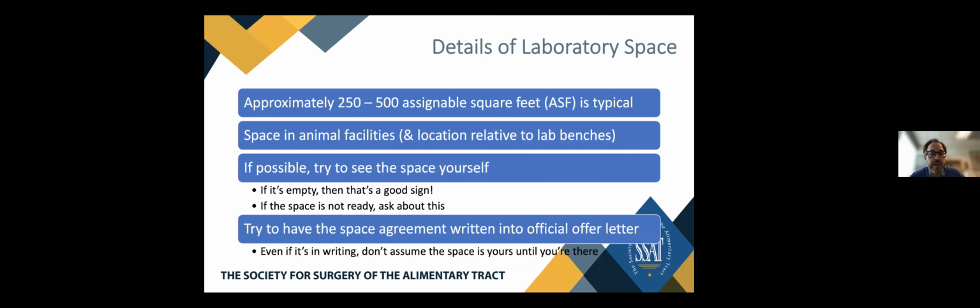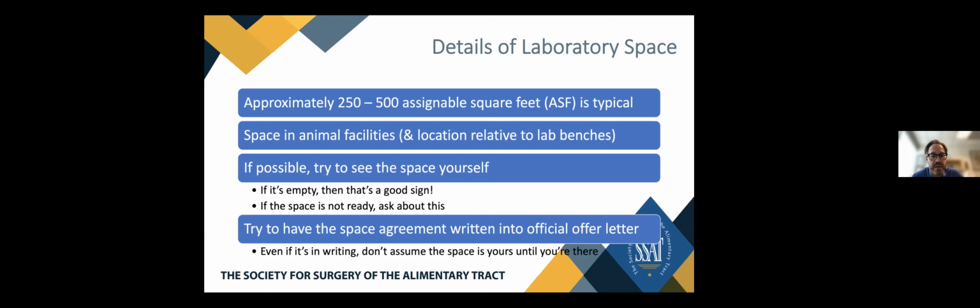Well, how much do you expect to get? Somewhere in general for most startup packages is about 250 to 500 assignable square feet, or ASFs, which is the typical nomenclature used in most institutions. You need to be thinking about asking for animal space if appropriate and how that is located relative to your bench space.